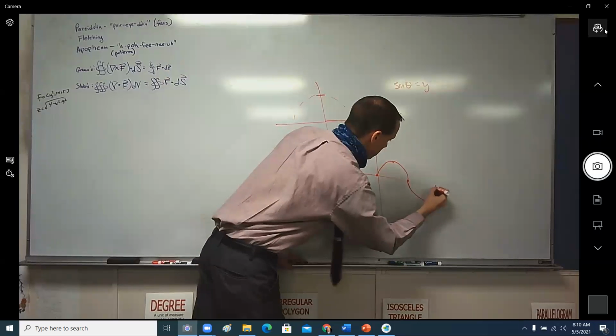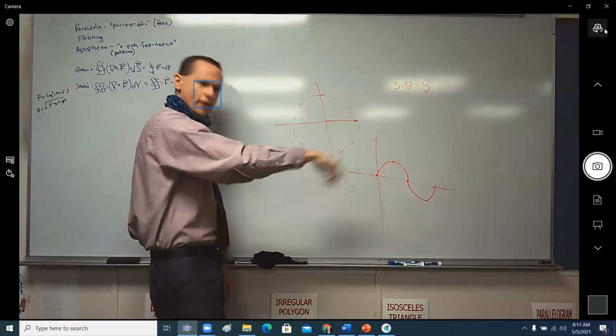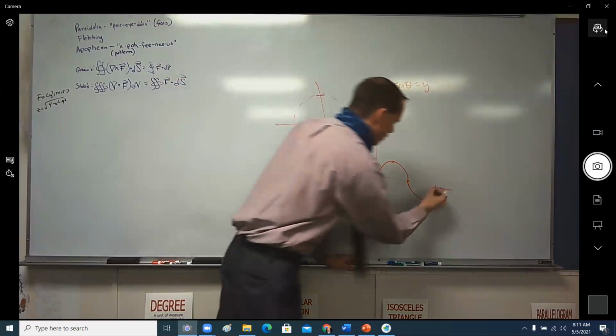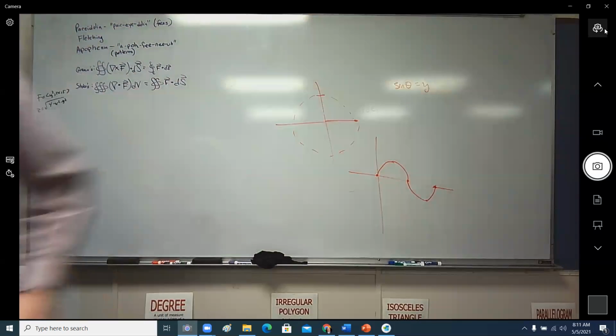And since you're back where you started, what's going to happen if you go around again? It's just going to do it over and over again. And that's why a graph of sine basically looks like this pattern repeated indefinitely right there.